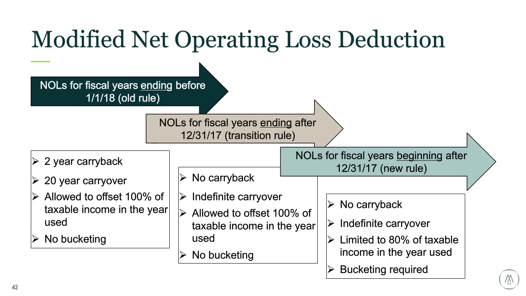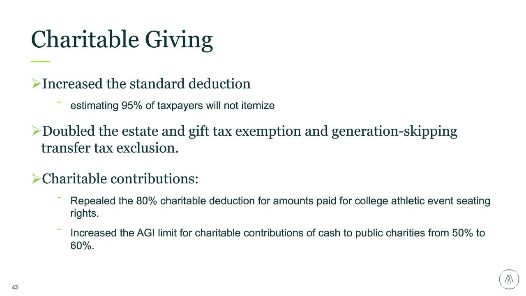Charitable giving, this is another big change on the individual side that might have some implications to tax-exempt organizations. The standard deduction for individuals on their Schedule A for itemized deductions increased from $12,000 to $24,000. So the thought is there are estimates of 95% of taxpayers will now not itemize their deductions because the standard deduction doubled to $24,000, which many think will devalue the gifting that folks will be incentivized to make as charitable contributions.